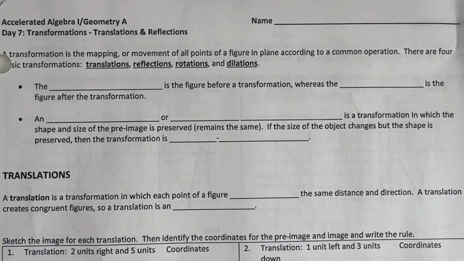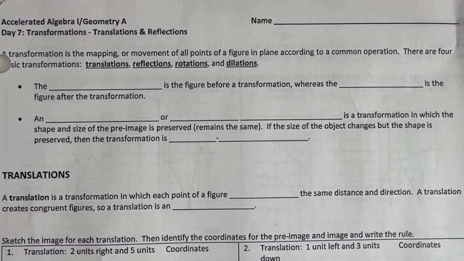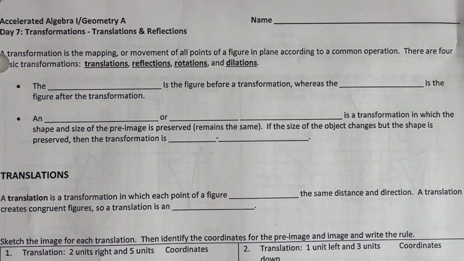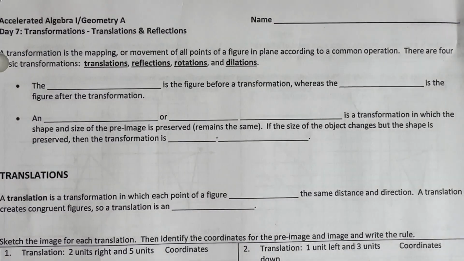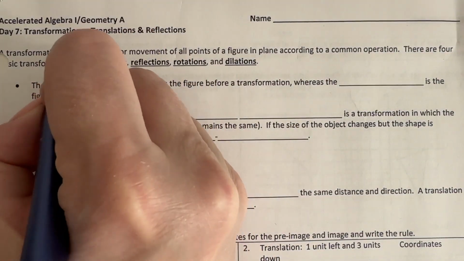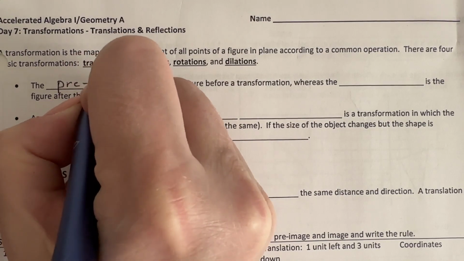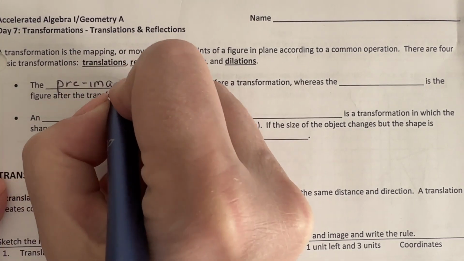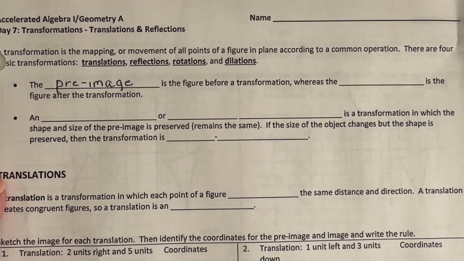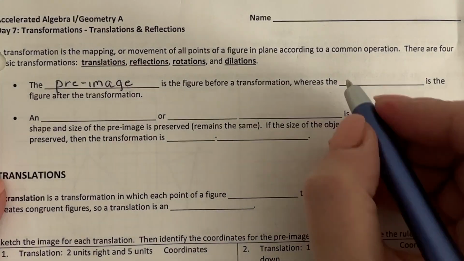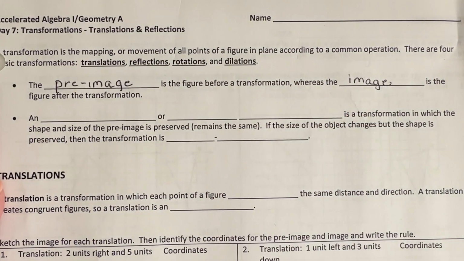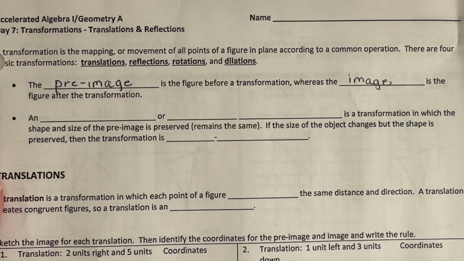Hello, today we're going to be looking at transformations, specifically translations and rotations. As usual, we're going to start with a little bit of vocabulary, so let's start filling in our blanks. So the pre-image is a figure before any kind of transformation has been done, whereas the image is the figure after the transformation.